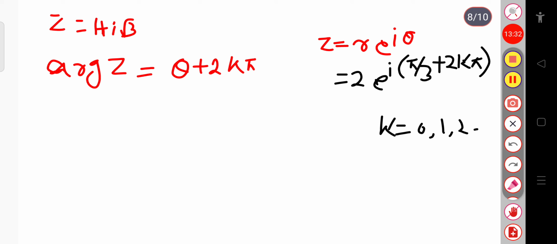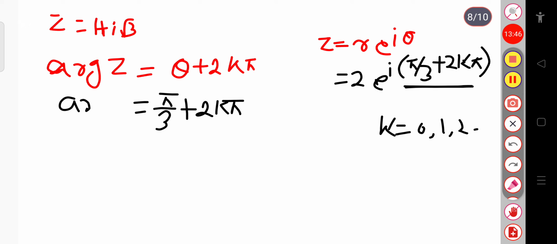So, now this value pi by 3 plus 2k pi is nothing but the argument of z, that is, the small argument of z is pi by 3 plus 2k pi, clear. This is the argument of z, small argument of z.